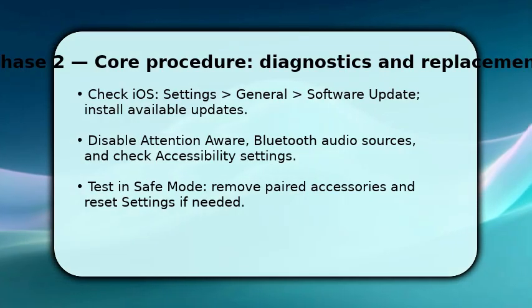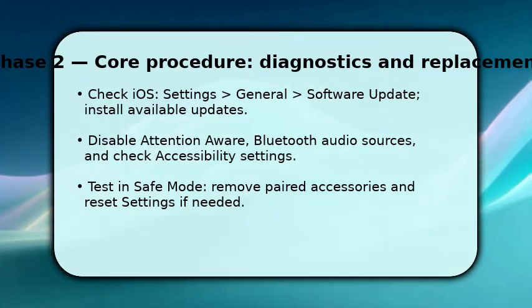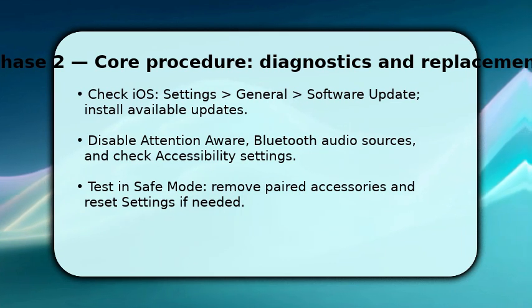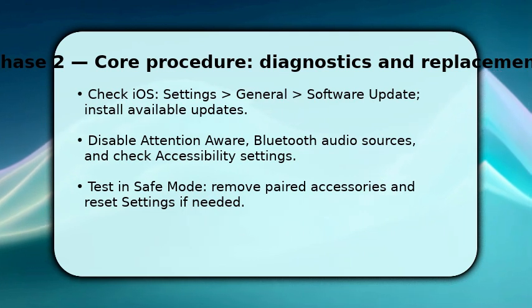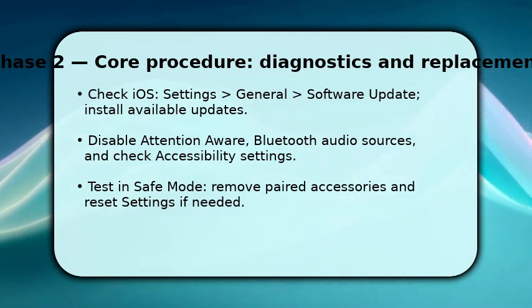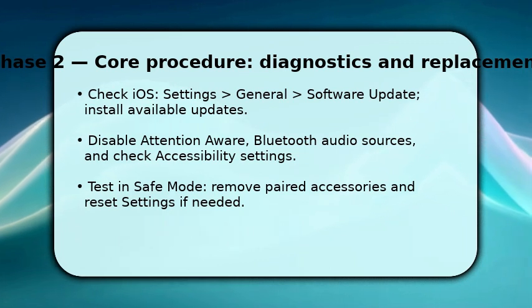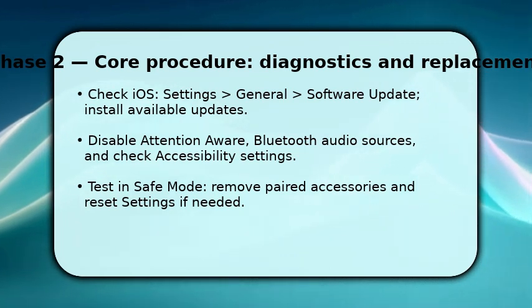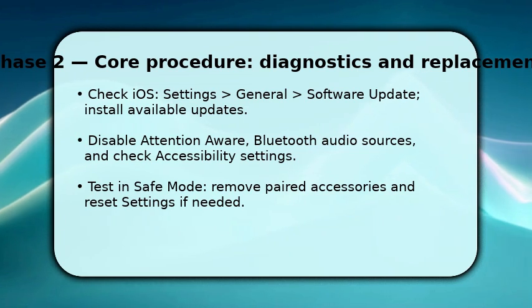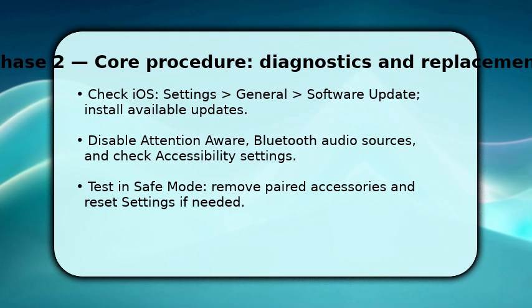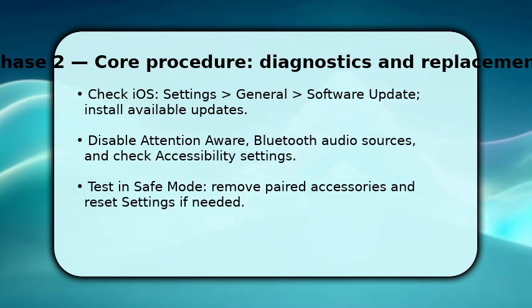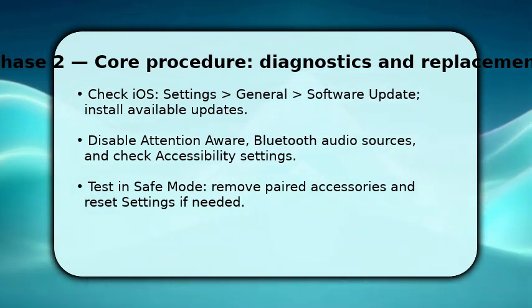Now you shift to software. Update iOS to the latest version because many volume bugs are fixed in updates. Then disable attention-aware features and any audio-related accessibility options so you can rule out automatic adjustments. Turn off Bluetooth and disconnect accessories, since a headset or car system can change volume. If the problem persists, reset settings, general transfer, or reset to restore defaults without deleting data. Make sure to test between each change so you isolate the cause.